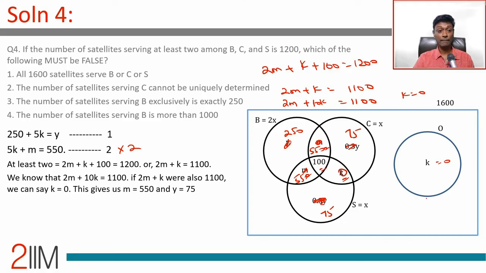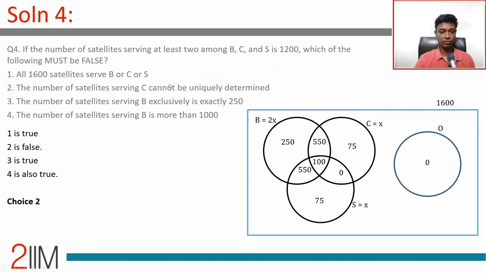So which of the following must be false? All 1600 satellites serve B or C or S. This is true. This is zero. The number of satellites serving C cannot be uniquely determined. It can be uniquely determined because we have everything here. This must be false. The number of satellites serving B exclusively is exactly 250. True. The number of satellites serving B is more than 1000. 550 plus 550, 1100, 1200, 1450. Yeah, this is also true. Must be false is statement 2.